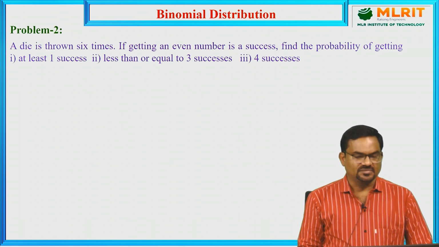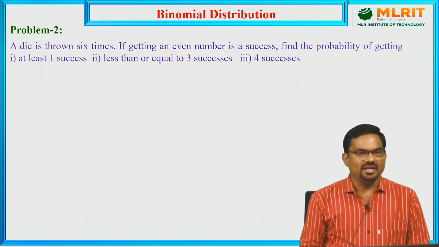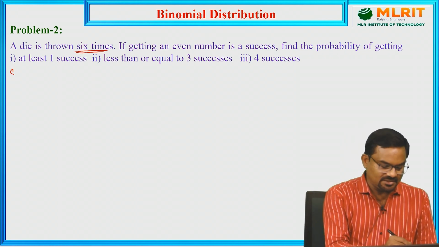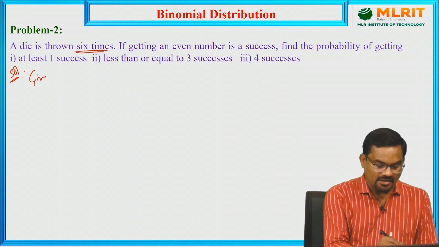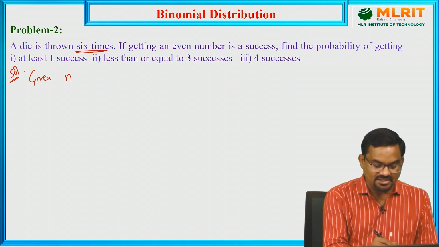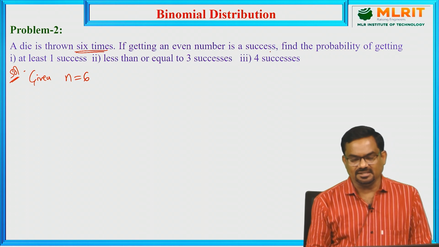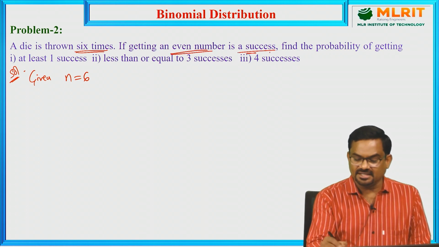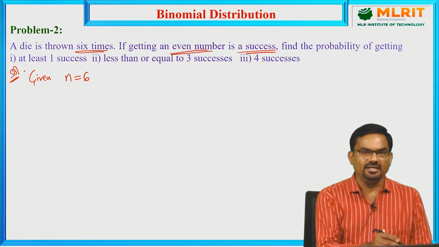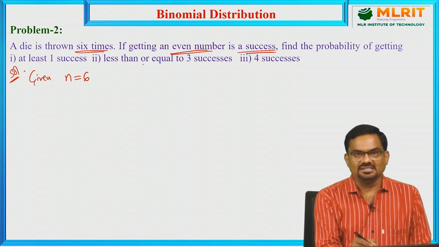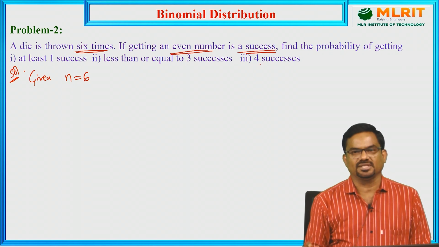Similarly, let us consider another problem. A die is thrown 6 times. So again, now the experiment is throwing a die, and that experiment is repeated 6 times. So again n equal to 6. If getting an even number is a success, find the probability of getting, now there are 3 problems given: at least 1 success, less than or equal to 3 successes, and 4 successes.